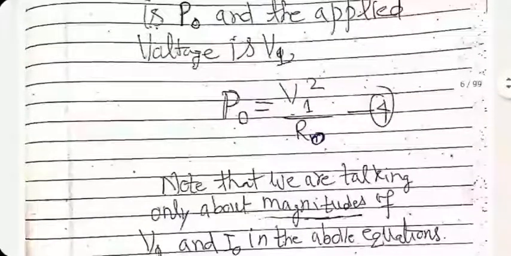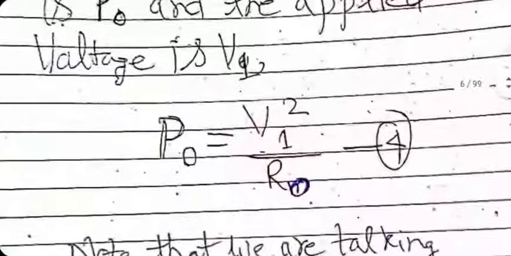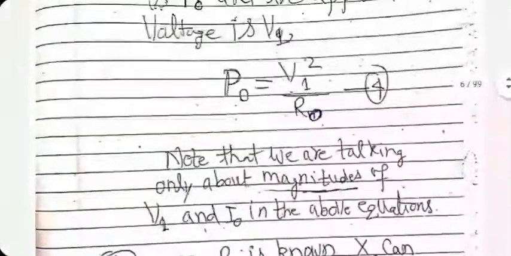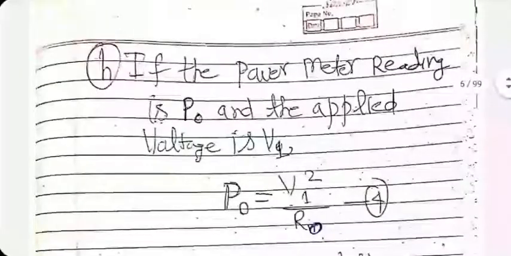Directly, if you want, you can use this equation to calculate R0 from P0 and V1 also. That is also a technique. And once R0 is known, you can take the ratio of V1 and I0 to calculate the total impedance of the core and use this formula to get X0. This is also possible.